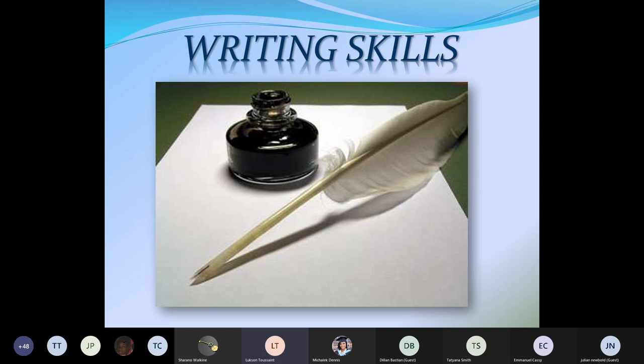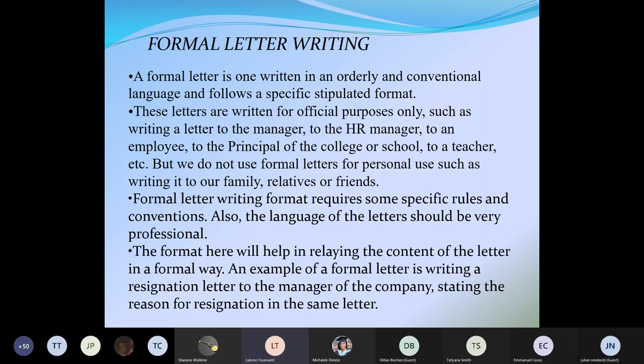This is not the type of letter that we would write to our friends, our family members or cousins or whatever like that. When you're writing, you're writing in a professional manner. So in dealing with that today, this is a very vital skill that you need to know.